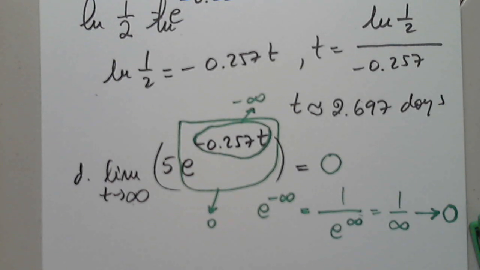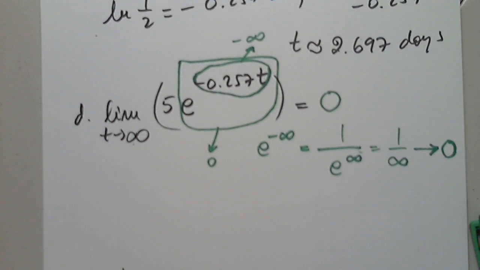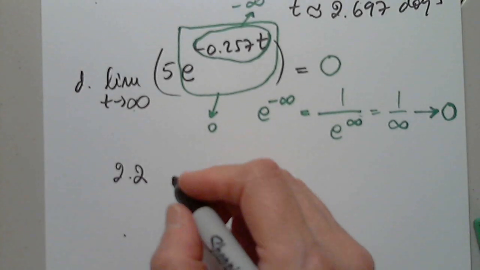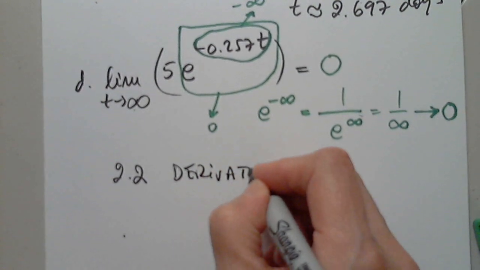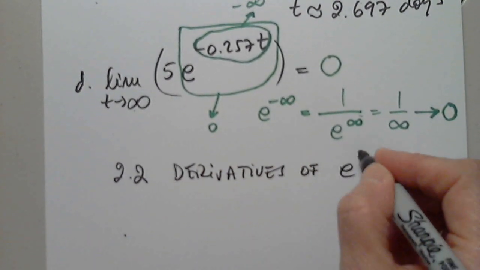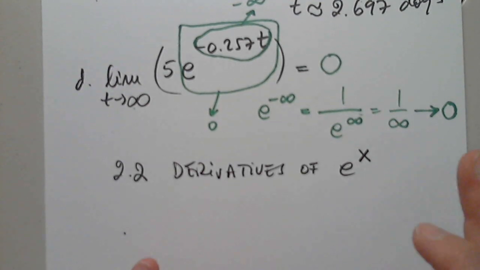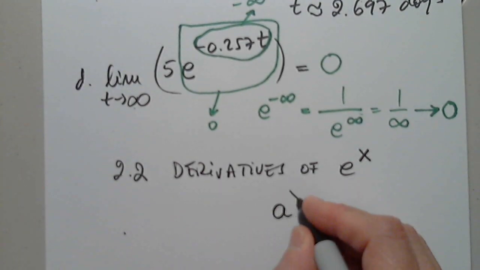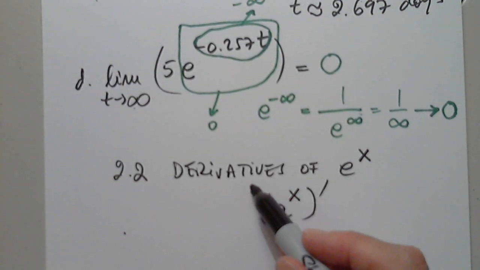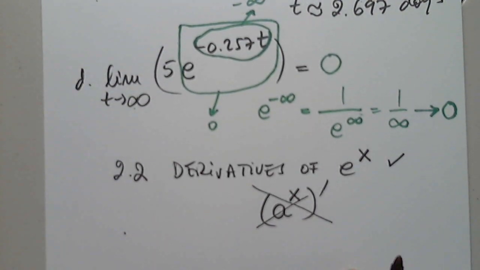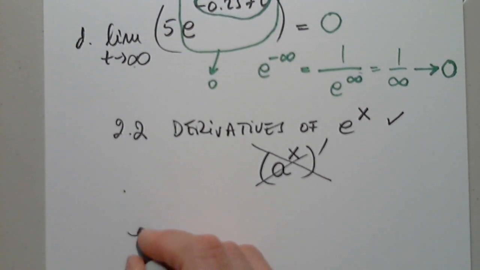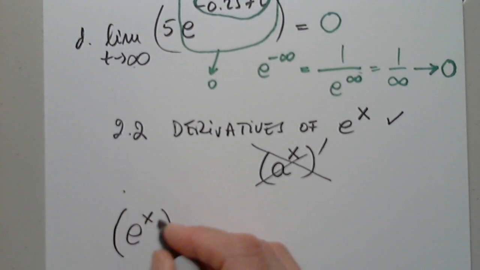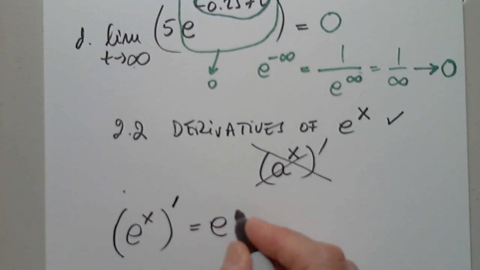Okay, so I think we had enough of this, so we should move on to section 2.2. Section 2.2 deals with derivatives of exponential functions. Derivatives, basically of e to the x. This book does not really go into detail of a to the x. So I'm not going to torture you with that. We're going to talk about e to the x. E to the x is a very nice function. It turns out that its derivative is itself.